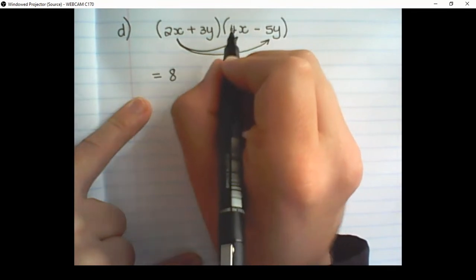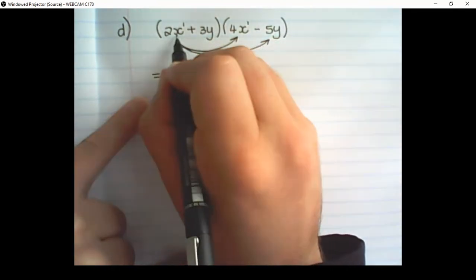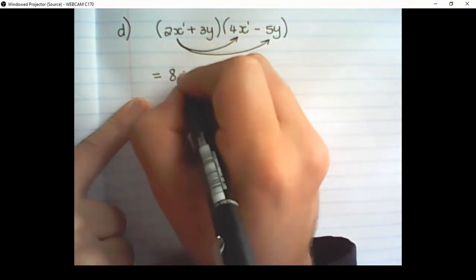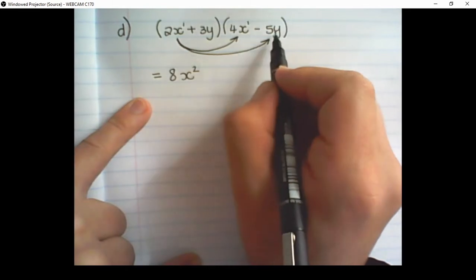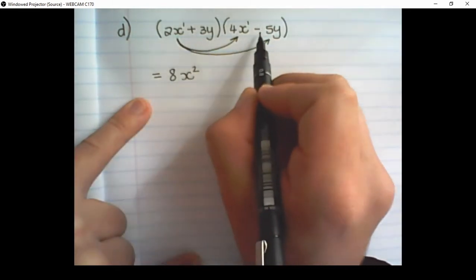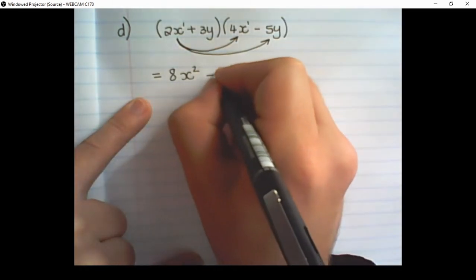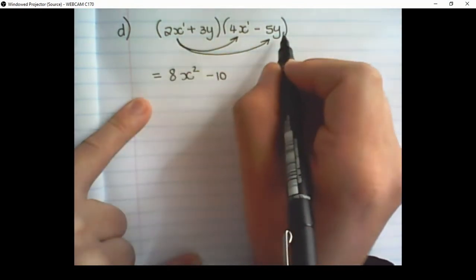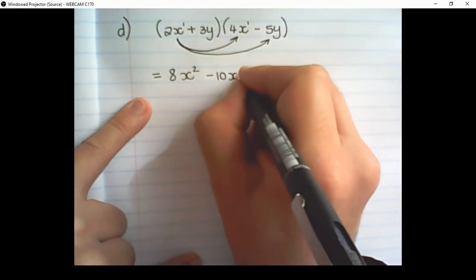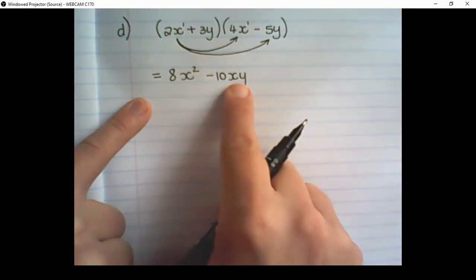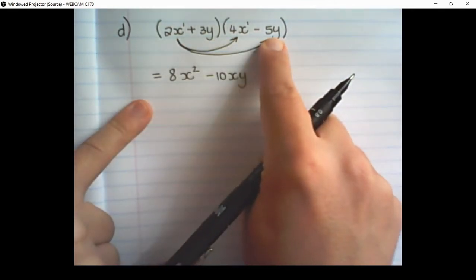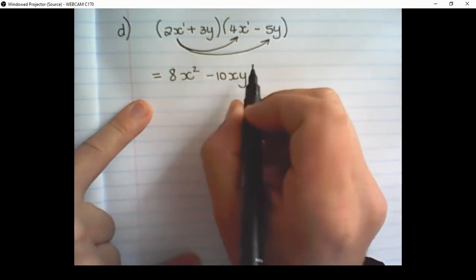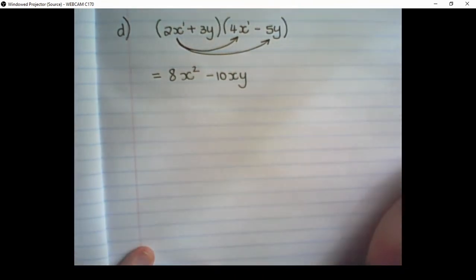x times x, because we're multiplying the same base, we add up the exponent of 1, so we have x squared. And then 2x times negative 5y. 2 multiplied with negative 5 is negative 10. x is now multiplied with y, and we have two different variables, so we write them next to each other. We don't say xy squared. We simply say x times y. We cannot add up these exponents because the variables are not the same.